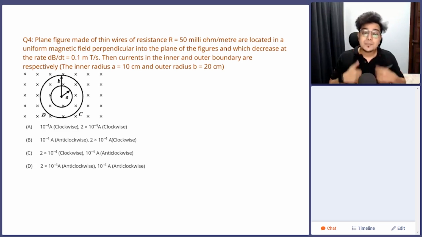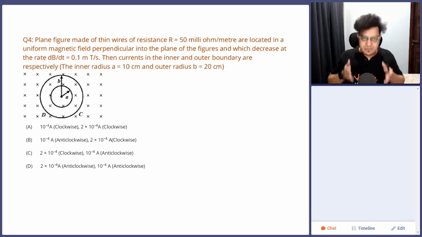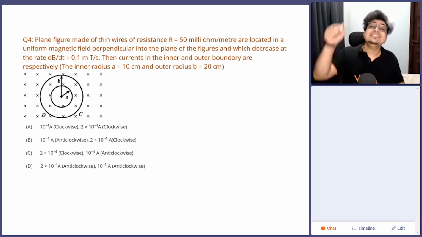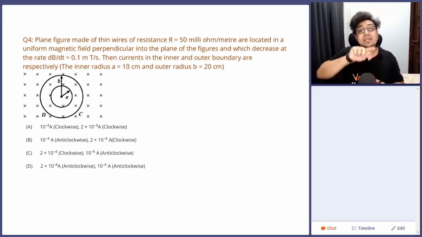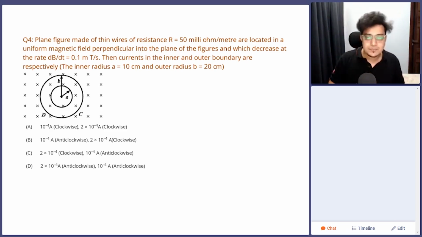It will be opposing its own cause. Whatever is responsible for flux change, that thing will be opposed. So here, the magnetic field, which is cross, going into the screen, is decreasing. So the induced current will help that magnetic field to maintain its value. Now use sign conventions: if there's a current carrying coil, how should the current be flowing so that the magnetic field will be in the direction of the existing magnetic field.